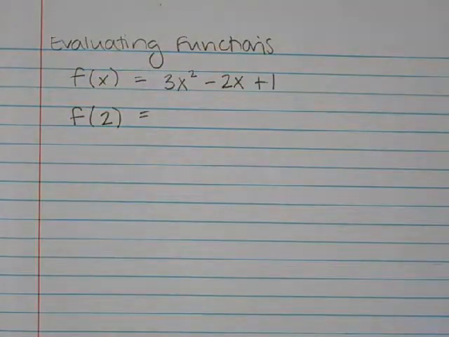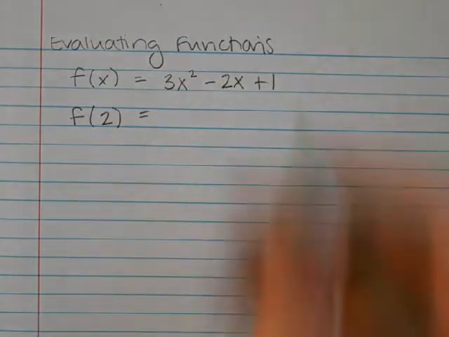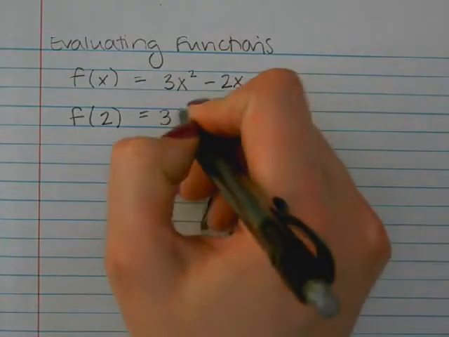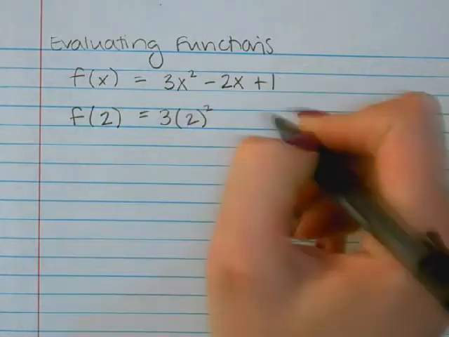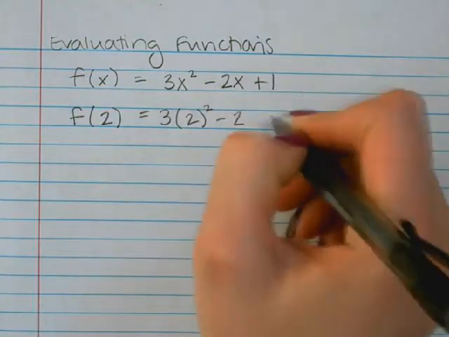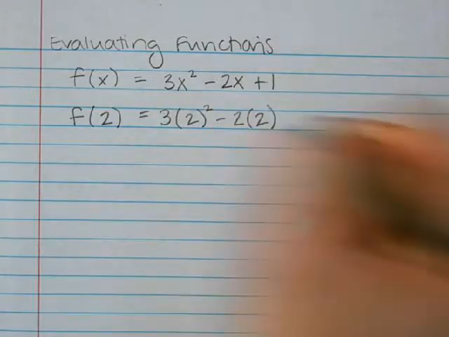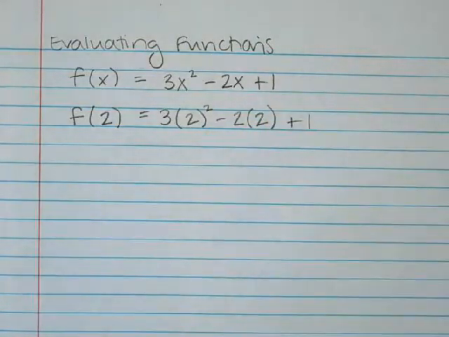Anywhere you see an x, you just put a 2 in its place. So I'm going to say 3, and then instead of saying times x squared, I'm going to say times 2 squared minus 2. Instead of multiplying it by x, I'm going to multiply it by 2, and then plus 1. So basically just plug in.